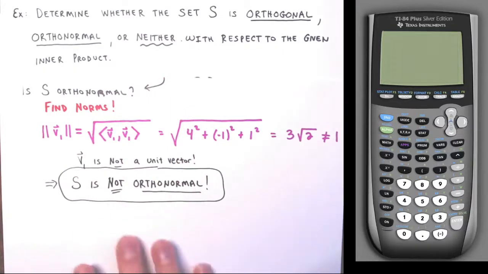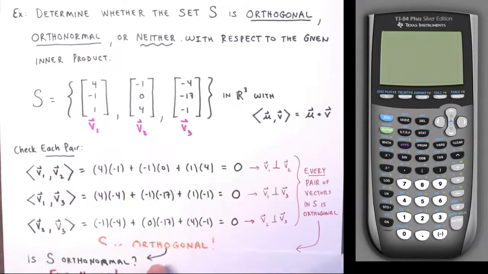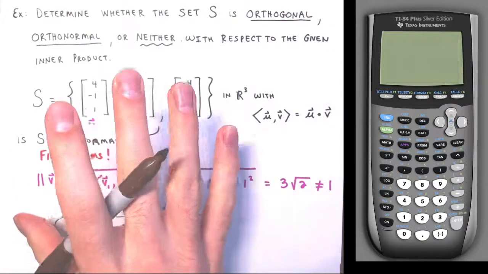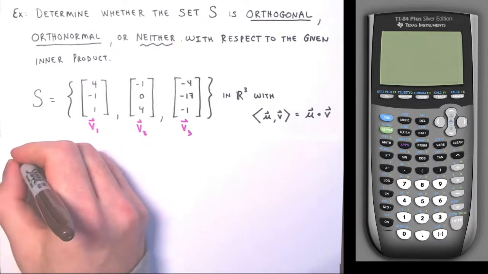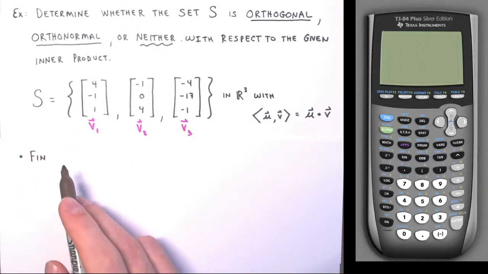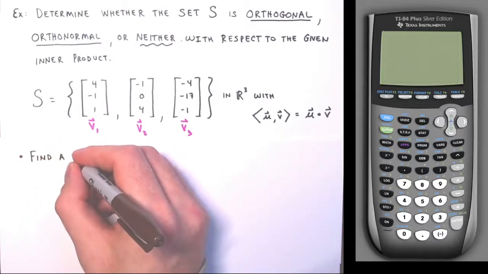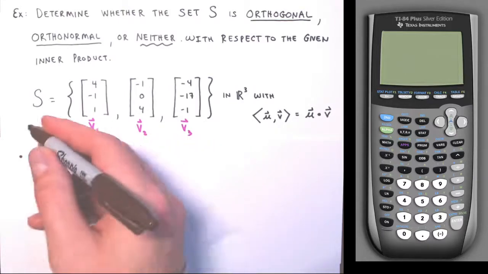I already told you that this set of vectors under this inner product, the dot product, is orthogonal, right? But not orthonormal. But what if I asked another question after this? Say I take the same set with the same inner product, the same set under the dot product, and now I say, find a set of vectors that is orthonormal, using S here.